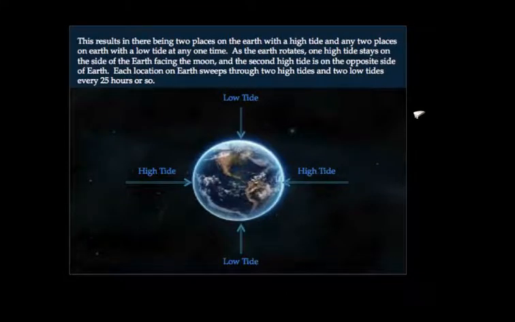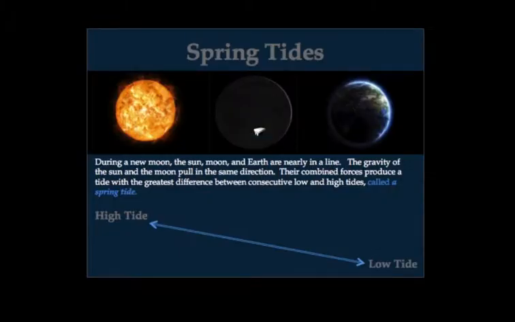Now the results, this is the same slide, so we'll just skip over this. We then have a spring tide, and in the spring tide during the new moon, the sun, the moon, and the earth are nearly in line. The gravity of the sun and the moon pull in the same direction. Their combined forces are going to cause the tides with the greatest difference between the consecutive low tides. And so what we're saying here then is that it's always strongest.